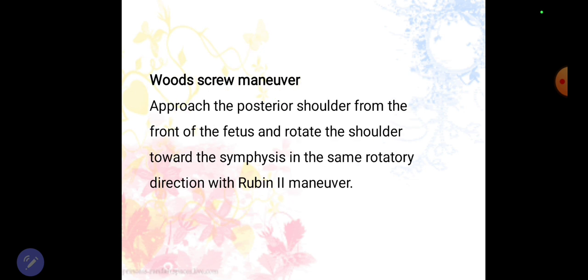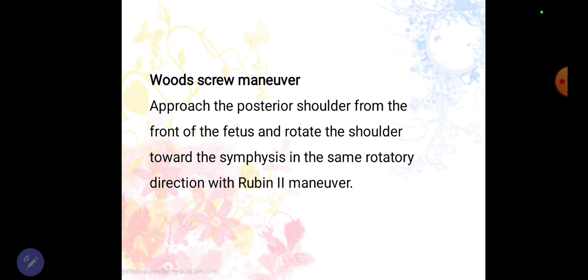Wood screw maneuver. In wood screw, approach the posterior shoulder from the front of the fetus and rotate the shoulder towards the symphysis in the same rotatory direction as the Rubin 2 maneuver. Earlier, we introduced the first two fingers for Rubin 2 at the fetal back.